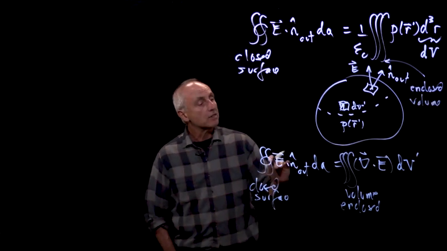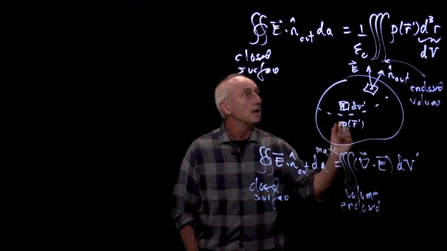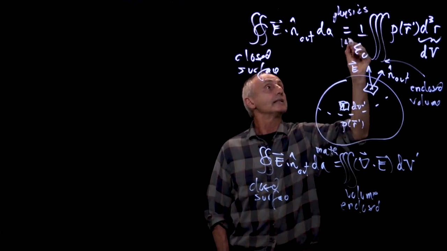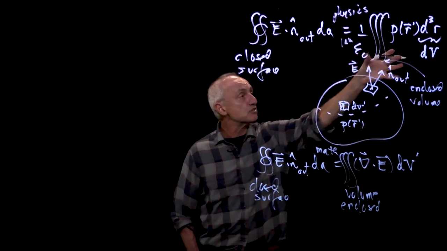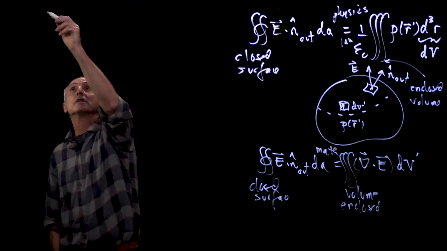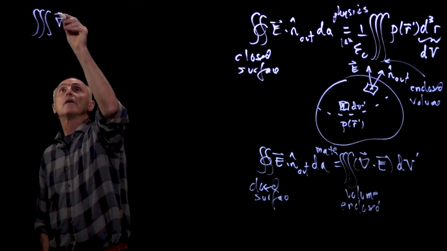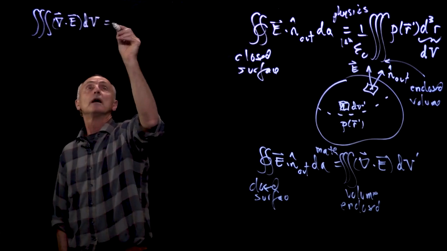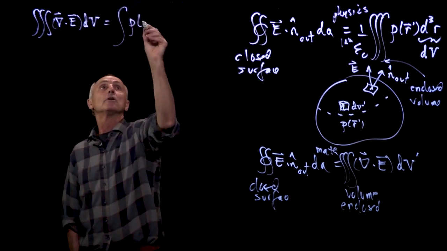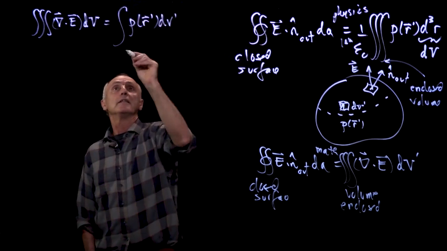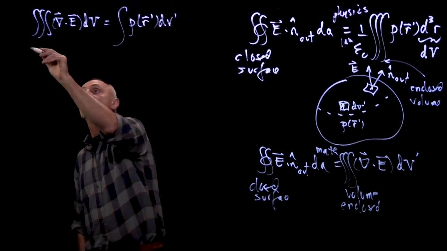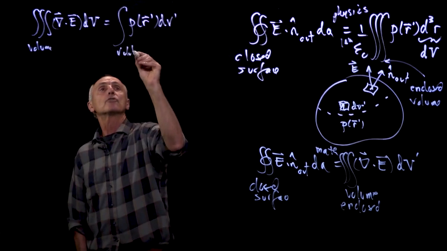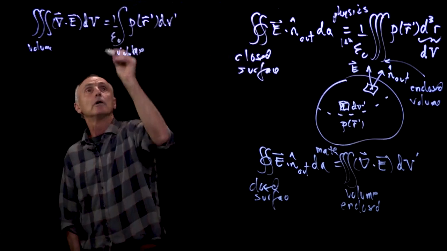And with this mathematical result and our physical law, we can now equate the two sides. Using the divergence theorem, the divergence of a vector field integrated over a volume has to be equal to the integral of the charge enclosed in that volume. So both sides are now volumes in 3-dimensional space. And of course, we have our constant.